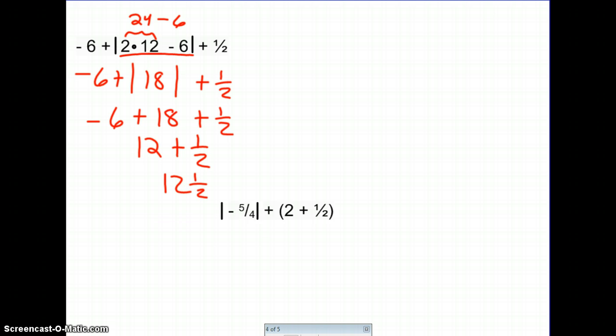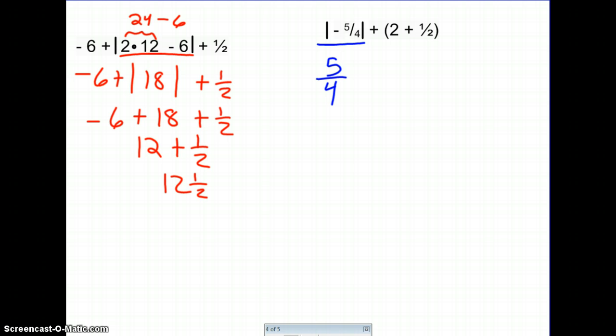For the sake of my writing, I'm going to move this expression up. And again, I need to undo everything that's in the absolute value brackets first. So as I look at that, that becomes 5/4. I'm 5/4 of a unit from 0, plus 2 1/2 just becomes 2 1/2.